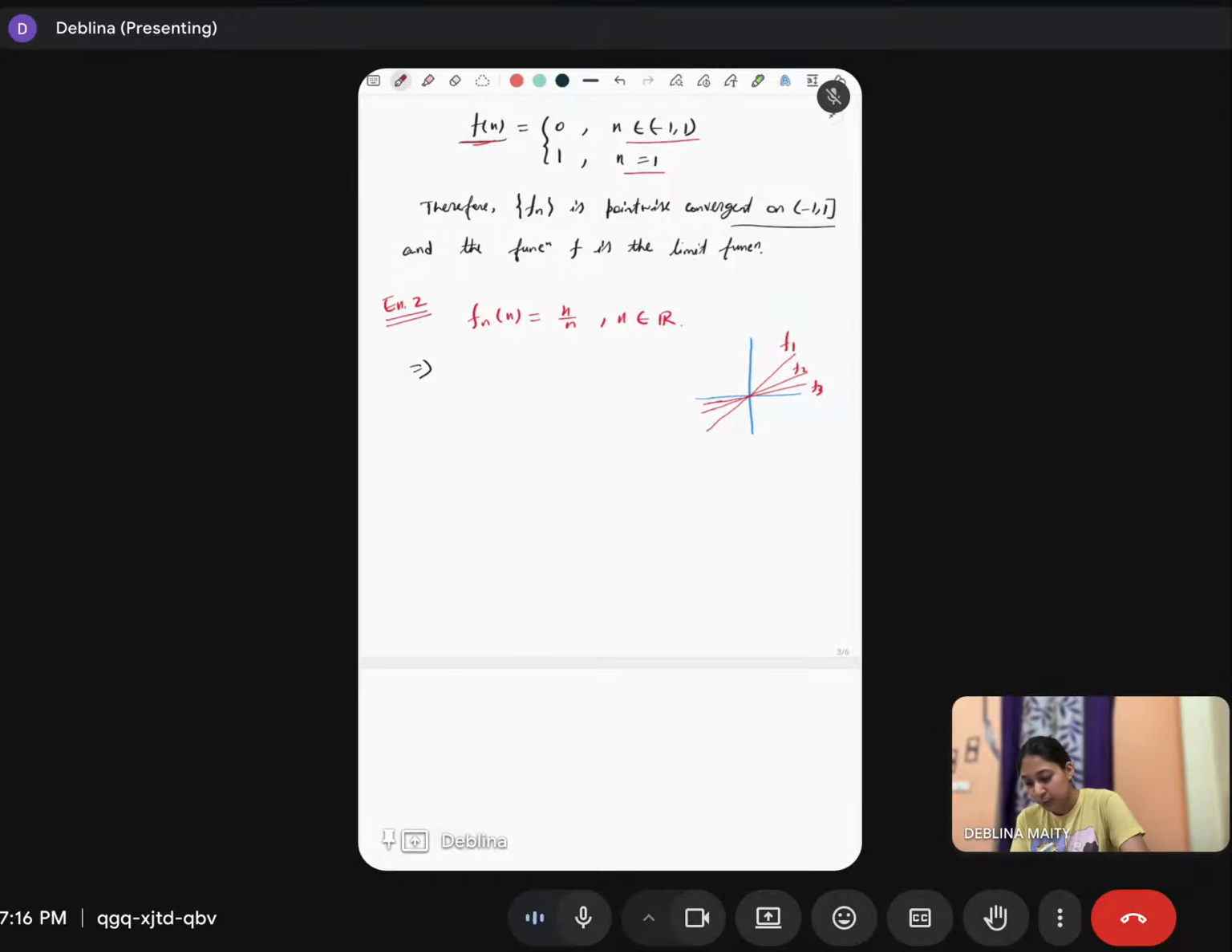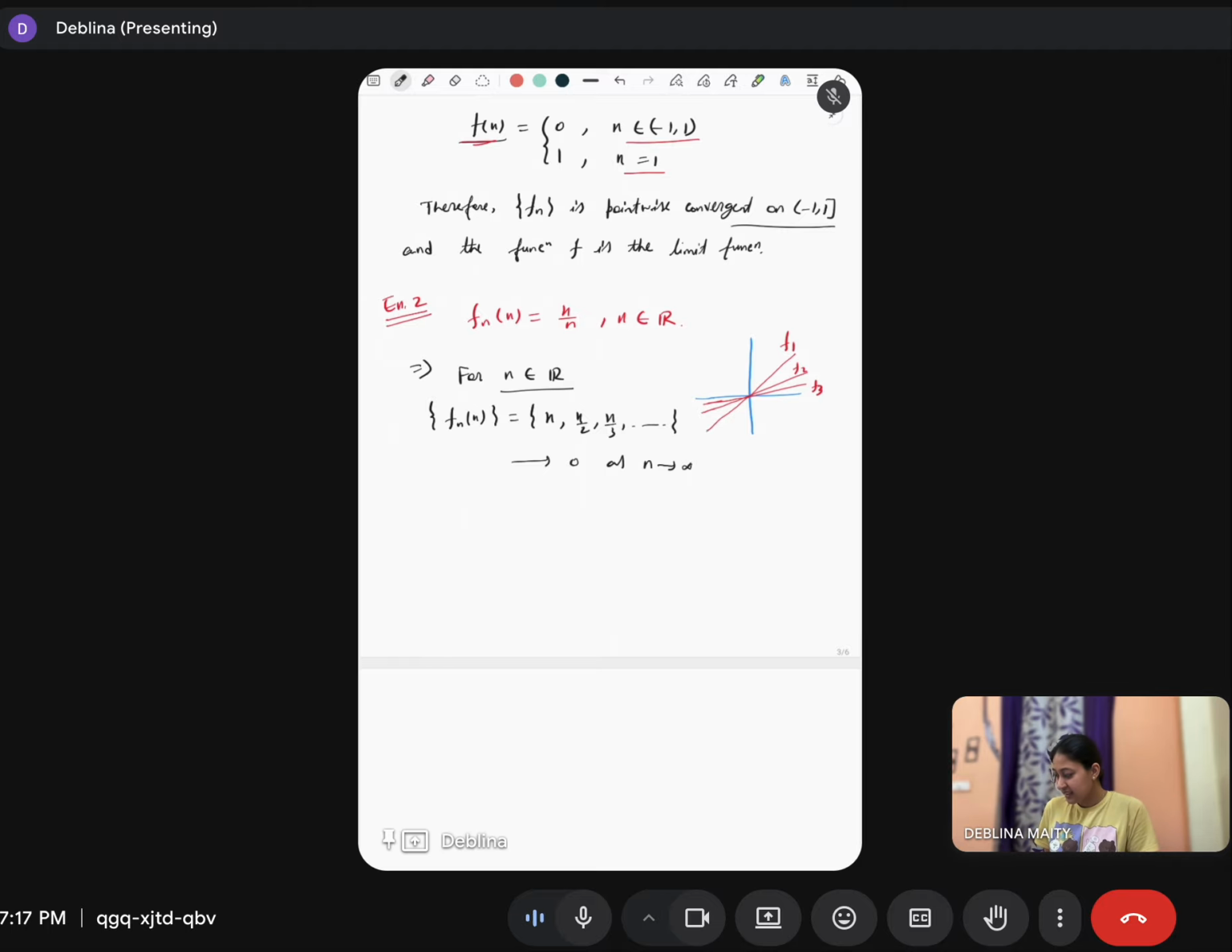Okay, now we'll prove that. So fn(x) is x by n, right? Now for x belonging to R, what is fn(x)? Since our x is fixed, the sequence is first x and then x by 2, x by 3 and so on, right? But since x is fixed and n is increasing, fn(x) goes to 0 as n tends to infinity, right?